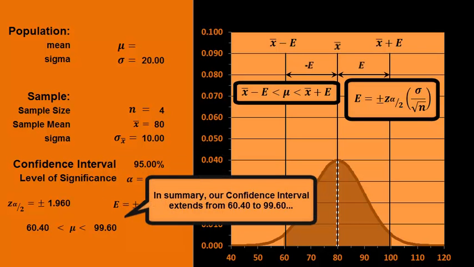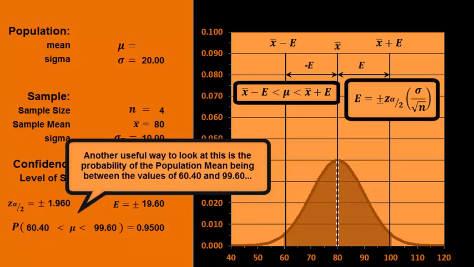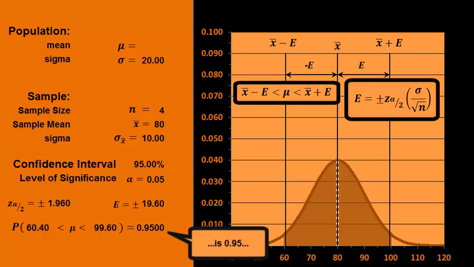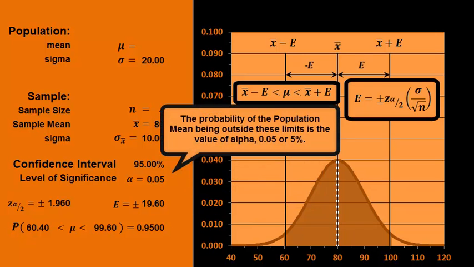In summary, our confidence interval extends from 60.40 to 99.60, and we are 95% confident that the interval will contain the mean of the population. Another useful way to look at this is the probability of the population mean being between the values of 60.40 and 99.60 is 0.95, the value of the confidence interval. The probability of the population mean being outside these limits is the value of alpha, 0.05 or 5%.